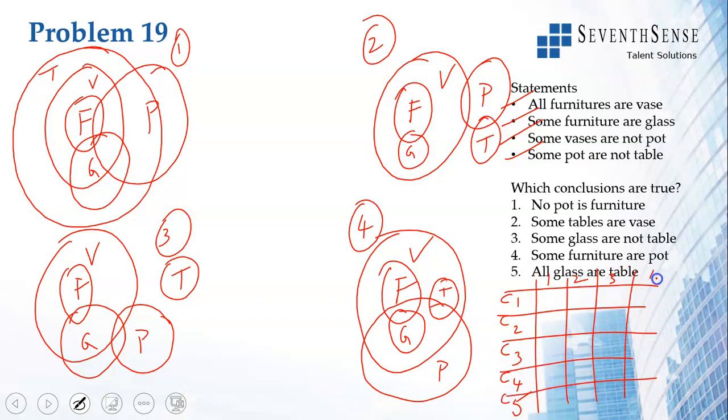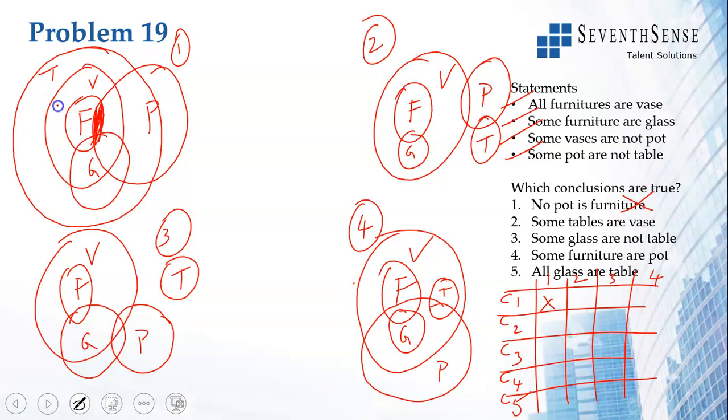1, 2, 3 and 4. So your conclusions have to be true in all the 4 diagrams. No pot is a furniture. If you see here, no pot is a furniture is false because this pot is furniture. So my first conclusion in the first diagram itself is false. This conclusion is false.